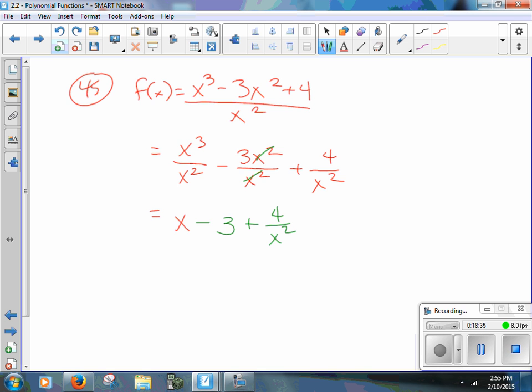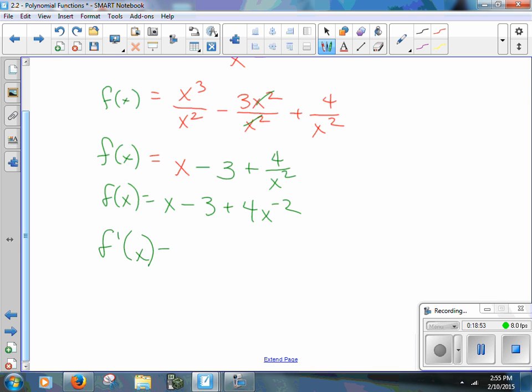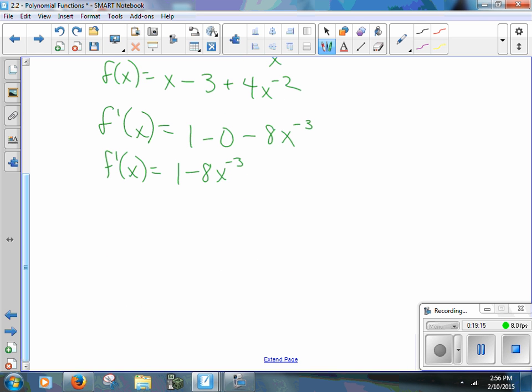But for derivative purposes, how do I need to write that function? 4x to the negative 2. Can you find the derivative of that polynomial function? Sure. What is it? 1. 0. Minus 8 x to the negative 3. Yep. And then simplify. You don't have to show that there's a 0 there, right? No, you don't have to, but you can clean even that up.